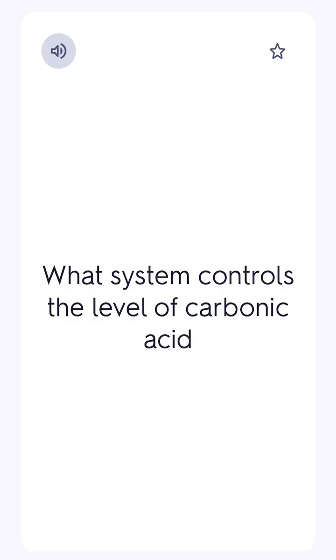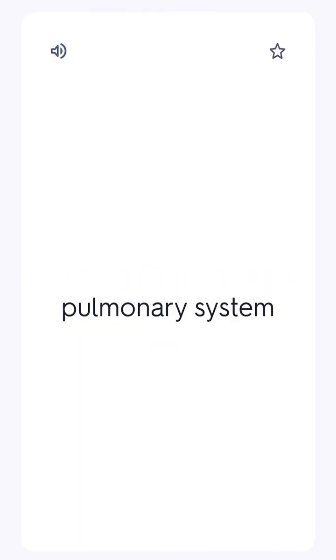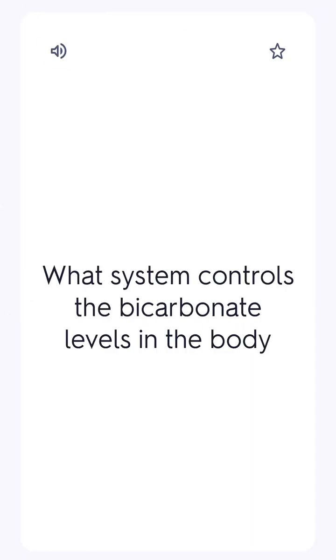What system controls the level of carbonic acid? Pulmonary system. What system controls the bicarbonate levels in the body? Renal system.